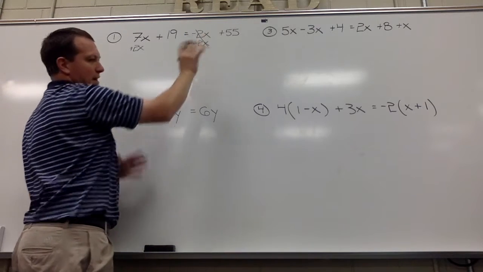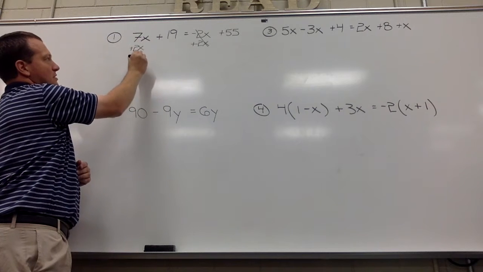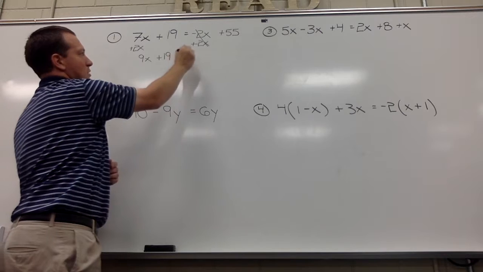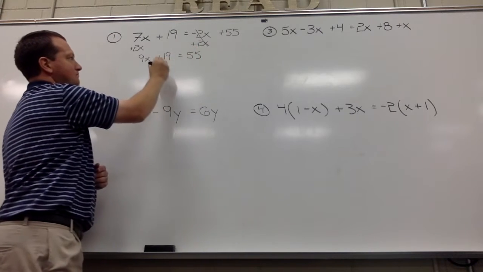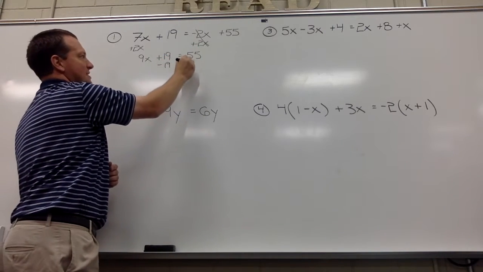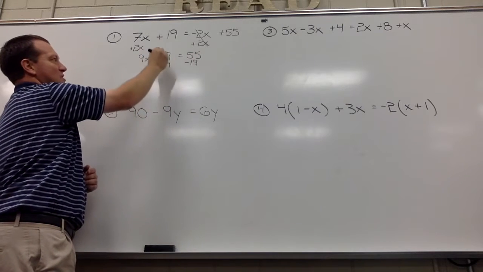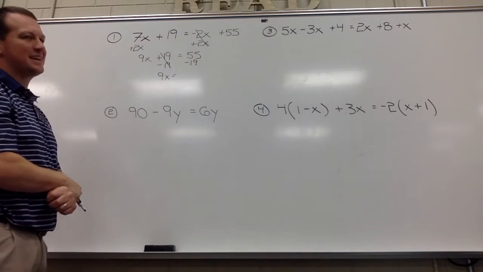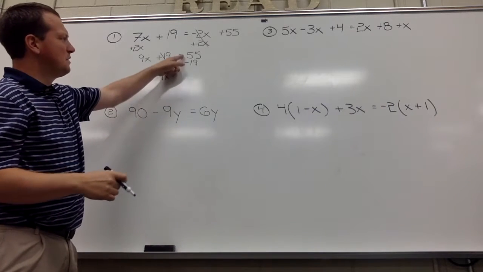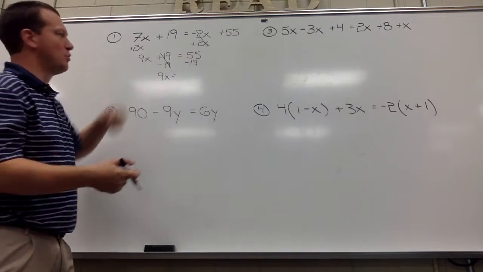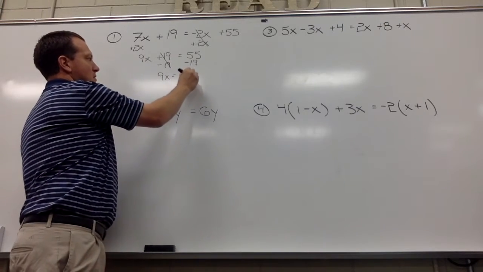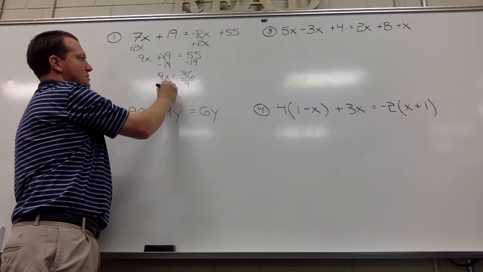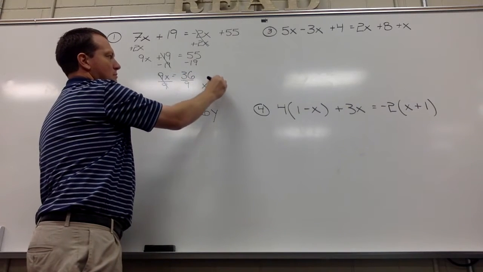Negative 2 plus 2, x's are gone, 7x plus 2x, 9x on the left side plus 19 will equal positive 55. I'm going to subtract 19 from both sides now to get my 9x alone. I'll have 9x equals 55 minus 19. Ooh, that's tricky. Well, what's 55 minus 20? 35, plus 1, 36. So 9x is 36, divided by 9 on both sides. We've got x equals 4.